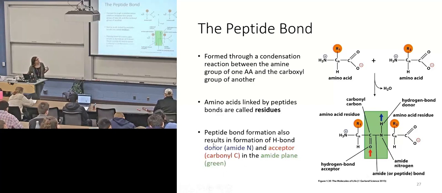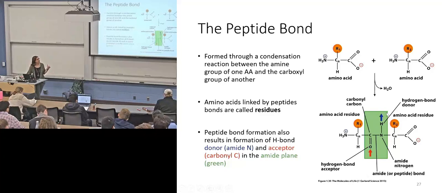So again, our peptide bond formation also results in the formation of an H bond donor. Our amide nitrogen here now has a hydrogen on it that can participate in an H bond. And this is now a carbonyl carbon. Again, the names are not so important to me unless you like to memorize them that way. And this oxygen here can now serve as an acceptor to participate in a hydrogen bond.